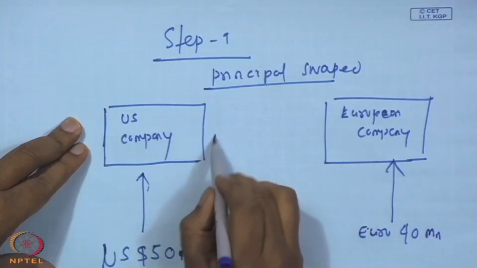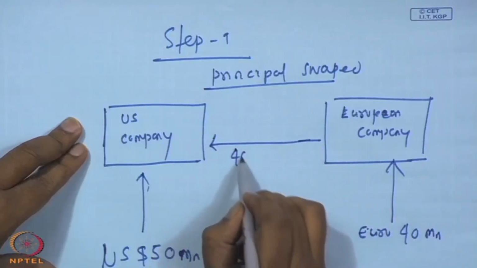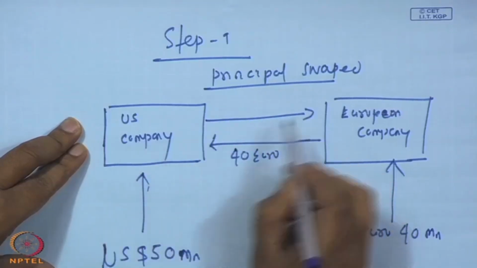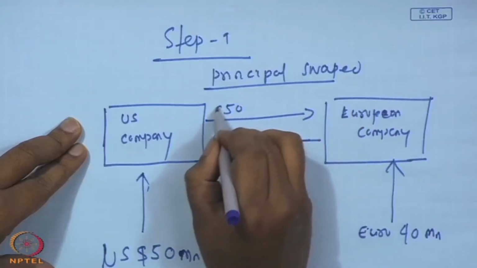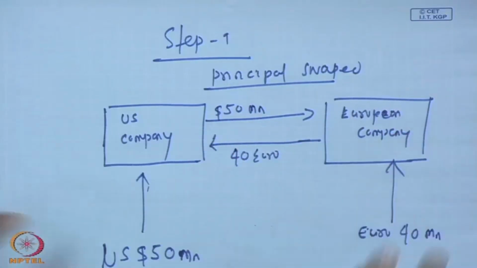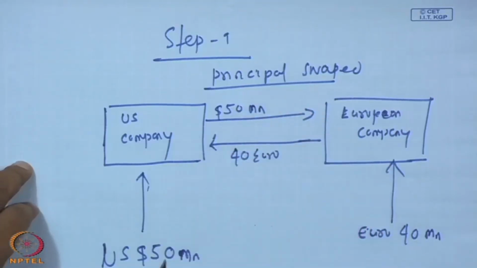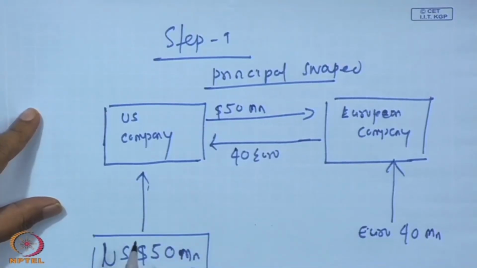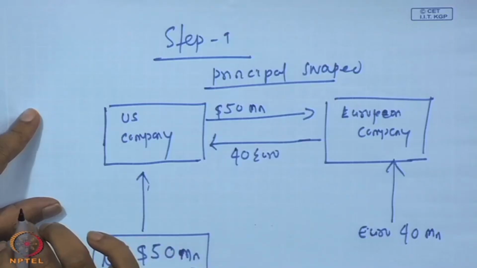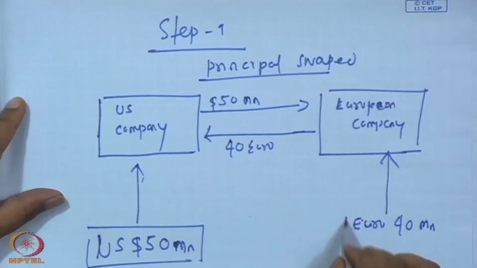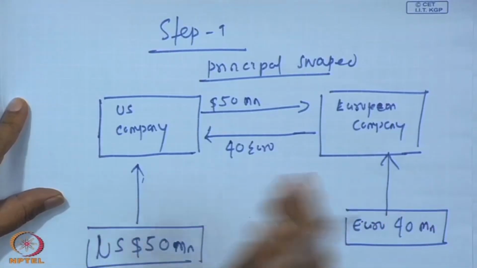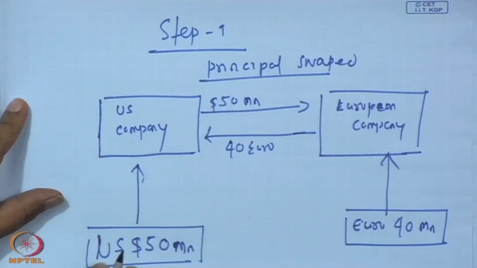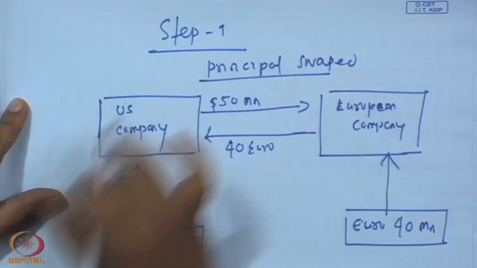Then the European company will send the 40 million euro to the US company, and the US company will send the 50 million US dollar to the European company. The principal amounts, 40 and 50, are equivalent. The US company raises 50 million dollars from the US market, the European company raises 40 million euro from the European market, they exchange them, and the principal transaction is over.